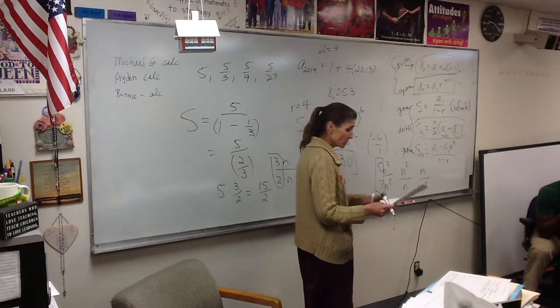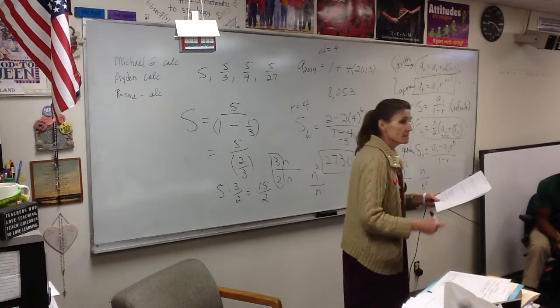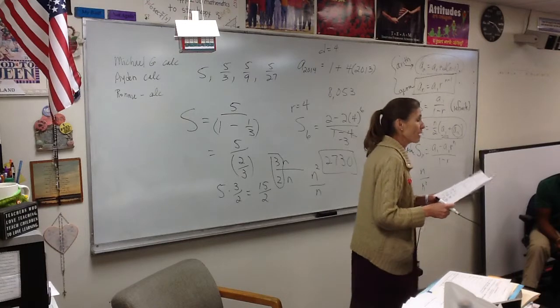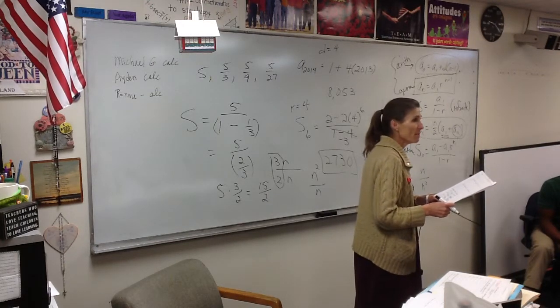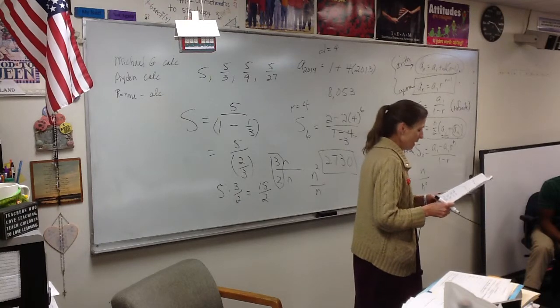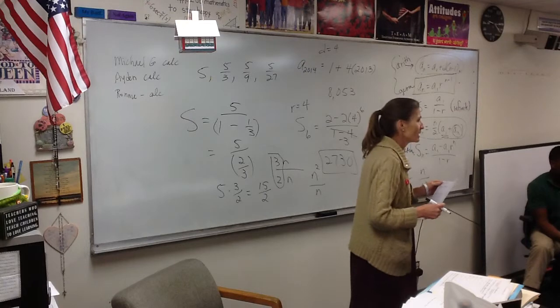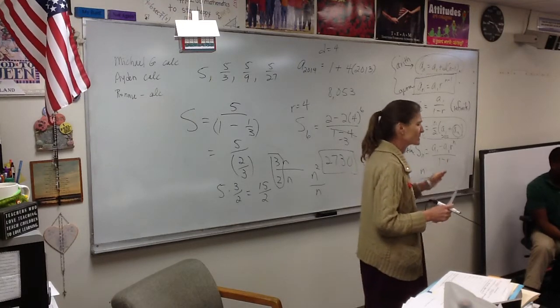Okay? So, look at problem C. What's the biggest power of n we have in the problem? Three. Do we have n cubed on top? What's the answer? Zero. There is a limit. It's zero. It goes to zero.